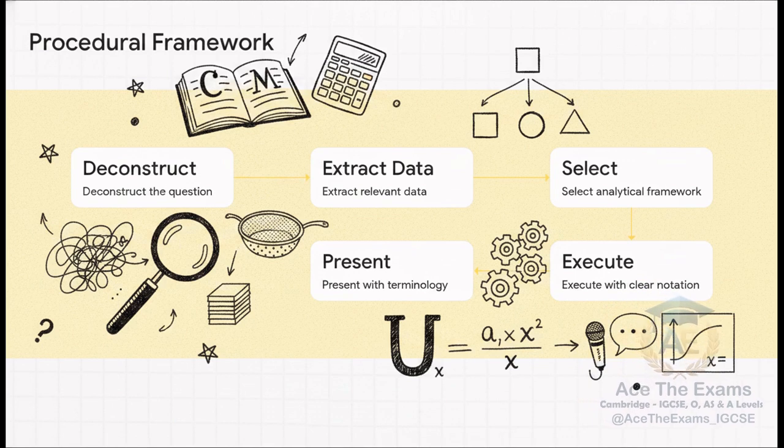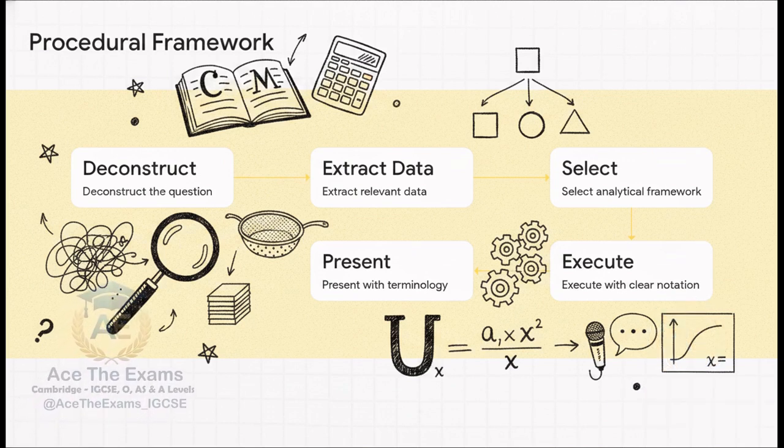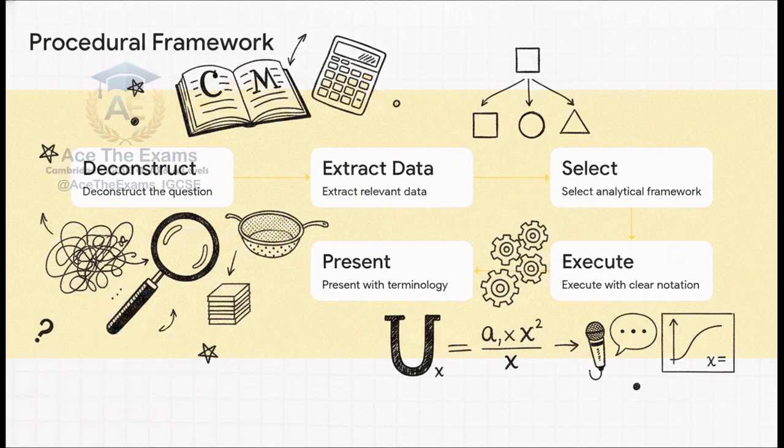Step 3, select your analytical framework. Guys, this is the golden step. You state explicitly on the paper, let u = e^x. You have now beautifully transformed the problem into 3u^2 - 12u + 5 = 0.